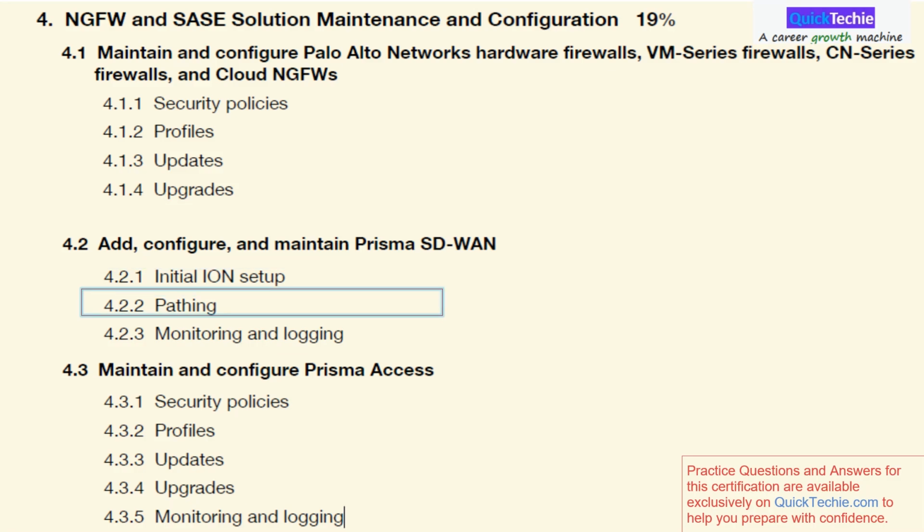4.2.2 Pathing. Pathing is the ability to choose the best network path based on performance metrics like latency and jitter. Scenario. Your ION device has two internet links. If the primary link becomes congested, it automatically switches traffic to the backup link to ensure better performance for voice or video calls. You can define preferred paths for applications, failover conditions, and link quality thresholds.